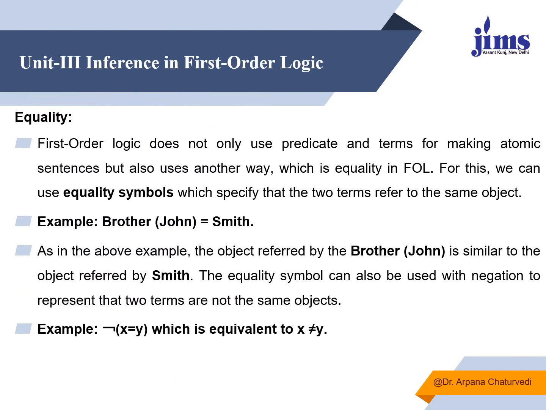Another is equality. FOPL does not only use predicates and terms for making atomic sentences. There is another way, which is equality. Sometimes we need to equate two different objects. For this we can use the equality symbol. Like here, Brother(John) = Smith. The object referred to by the brother of John is the same as the object referred to by Smith. So this is the symbol of equality.